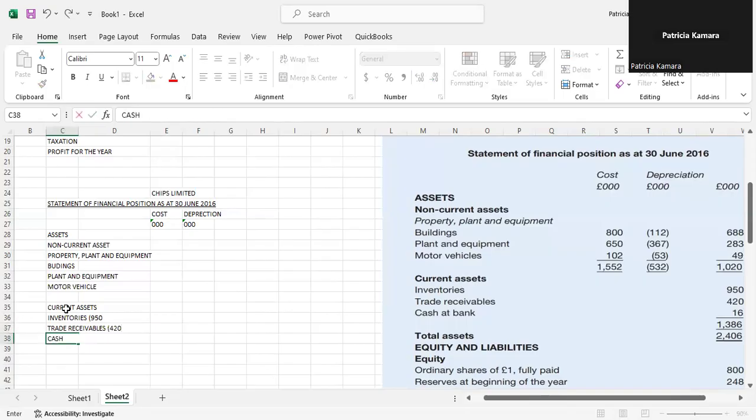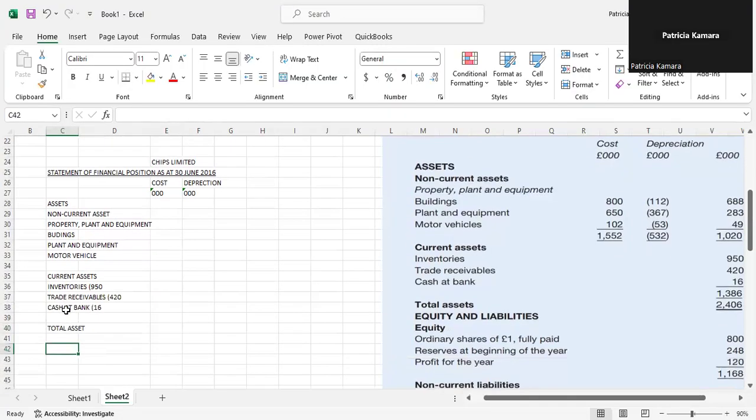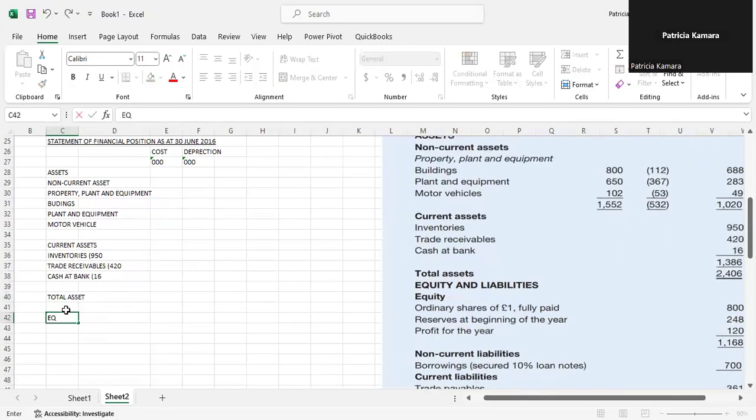We have cash at bank. Our cash figure is giving us 16, okay? When we are done, when we add both the non-current assets and current assets, we are going to get our total assets. So when we are done, we have to calculate for our equity and liabilities. These are the providers of funds, okay? So we have our equity figure.